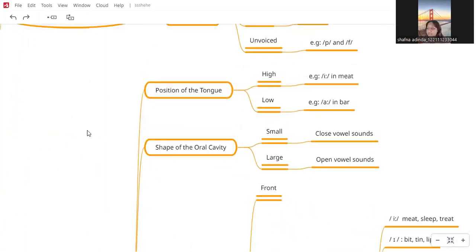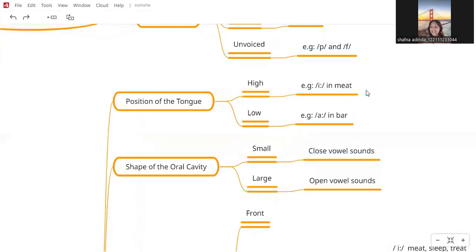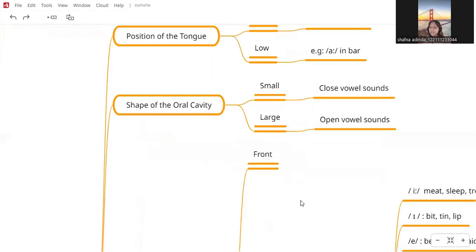Okay, now the shape of the oral cavity and the position of our tongue. When the position of your tongue is high, for example, you can feel it in your tongue that it is high, like in meat. And then there is bar, which is low, like bar. You can feel that your tongue is in the lower part of your mouth. And then there is the tongue moving resonance.